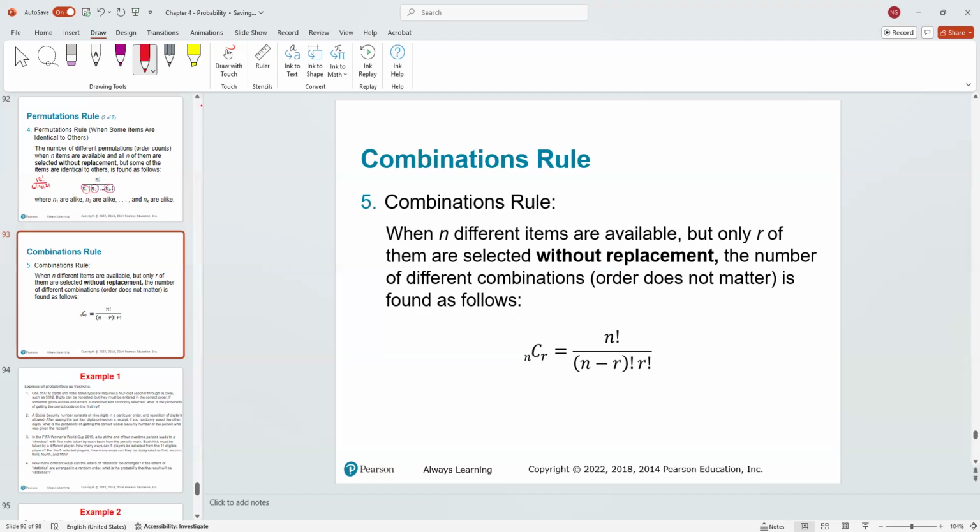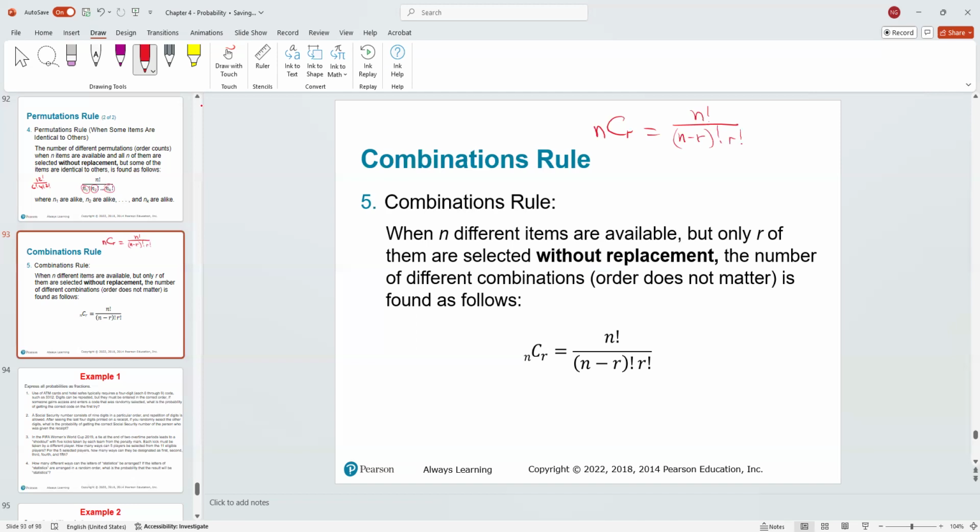Only r of them are selected without replacement, and order does not matter. There is always a total number of combinations that are possible. Remember, rearrangements of the same items are considered to be the same combination. So when n different items are available, and only r of them are selected without replacement, the number of combinations is found by this formula. So you see, we do nCr: n factorial over (n minus r) factorial times r factorial. Don't forget the r factorial.